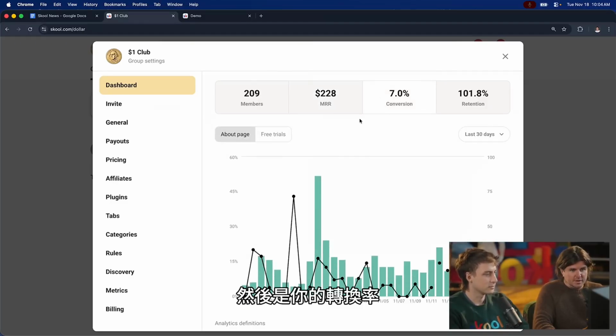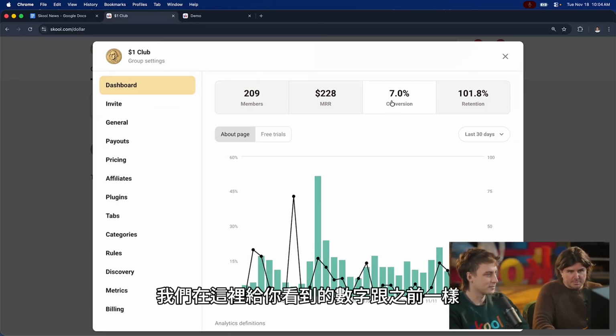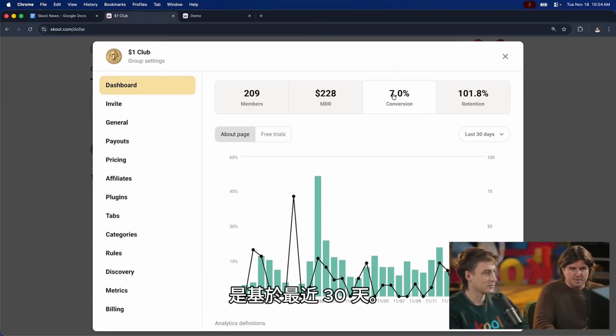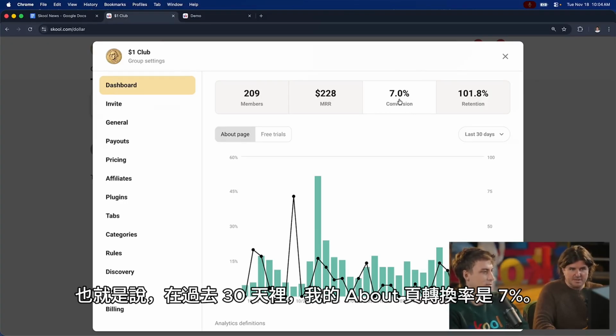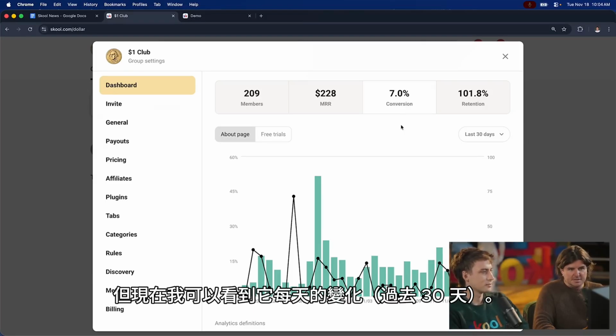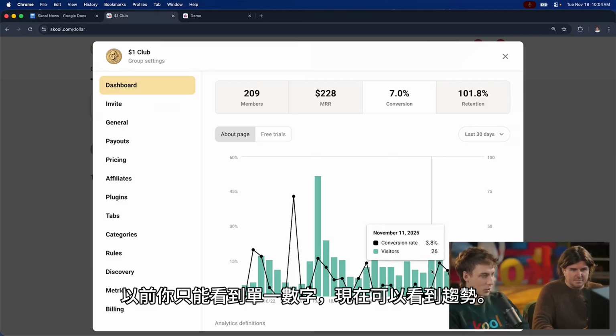Your conversion rate. Ooh. When we show you this number up here, which is what you're used to, that's looking at the last 30 days now, right? So over the last 30 days, my conversion rate for my About page is 7%. But then I can see it day by day for the last 30 days, whereas before you could just see it once off.